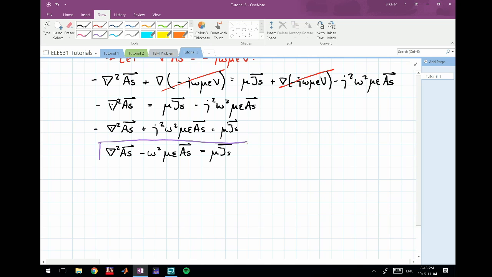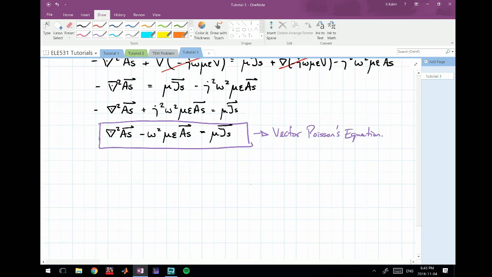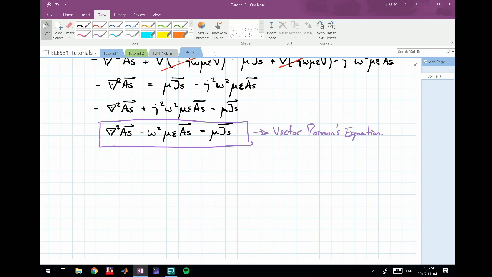So this is what we call the vector Poisson's equation. I'm sure there's a reason why you can pick that condition and why he picked it when he derived it initially, whenever he did, I think it was sometime in the 1800s. But for us, just know what it is. Don't care about where it came from.